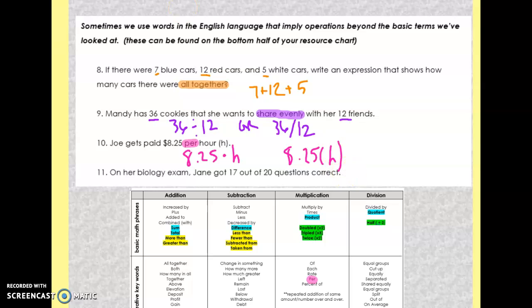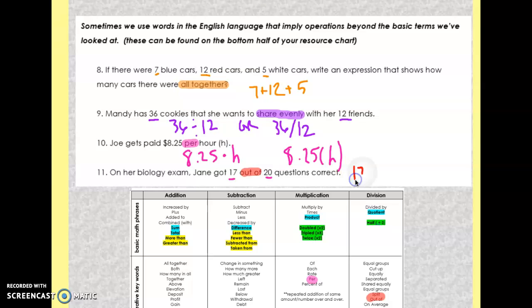All right, the last one here. On her biology exam, Jane got 17 out of 20 questions correct. So if we are looking to write an expression for this, here's our keyword, out of. And if we look down to our chart, out of is division. So what are we dividing? What two things? We have her score of 17 out of 20. So we would take 17 and divide it by 20.